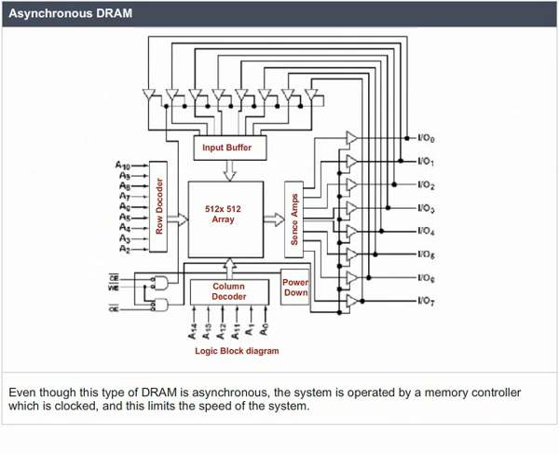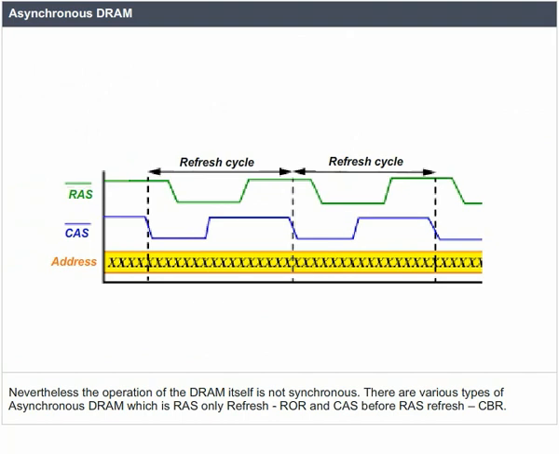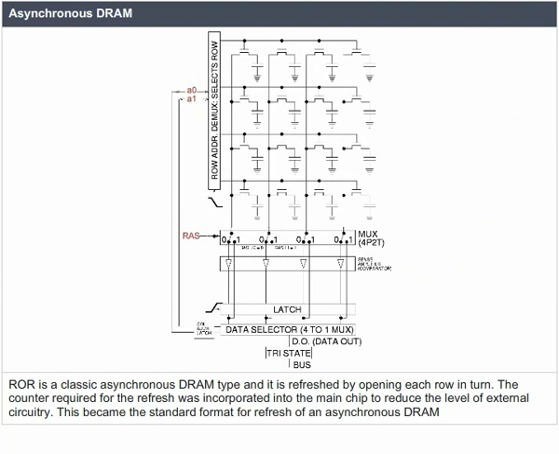There are various types of asynchronous DRAM, which are RAS only refresh, ROR, and CAS before RAS refresh, CBR. ROR is a classic asynchronous DRAM type, and it is refreshed by opening each row in turn. The counter required for the refresh was incorporated into the main chip to reduce the level of external circuitry. This became the standard format for refresh of an asynchronous DRAM.